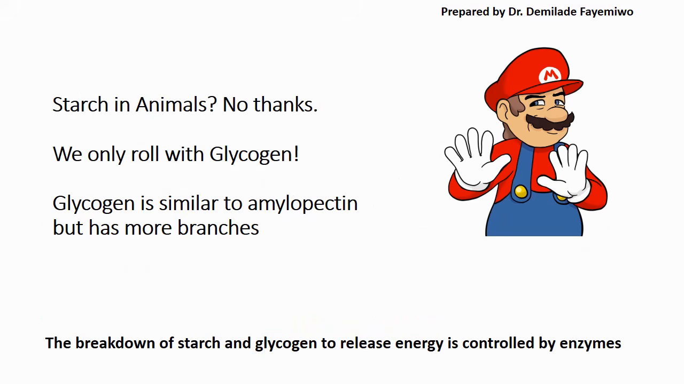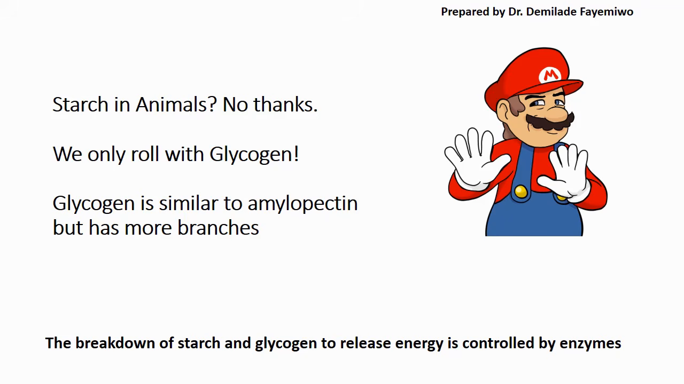In animals, we don't store starch. We actually only store glycogen. And the only thing you have to know about glycogen is that it is very similar to amylopectin, which means that just like amylopectin, it has alpha 1,4 glycosidic bonds as well as alpha 1,6 glycosidic bonds. But the difference between glycogen and amylopectin is that glycogen has more branches. So that means it has more alpha 1,6 glycosidic bonds. But the structure is essentially the same.